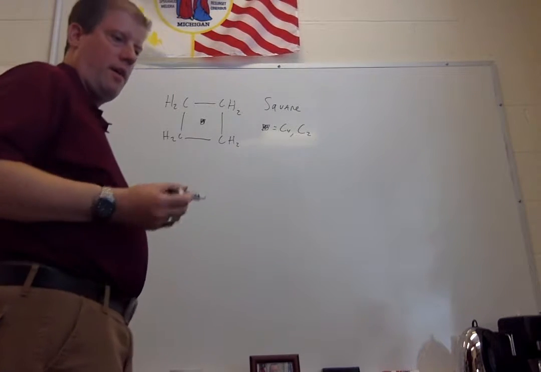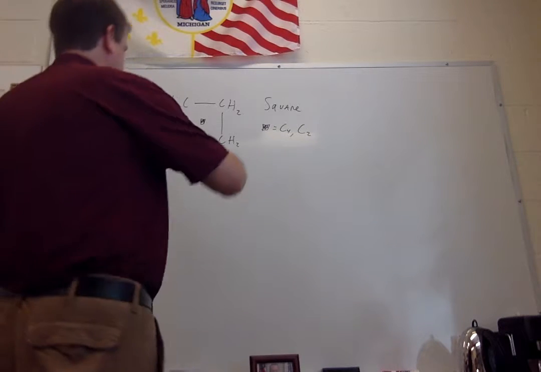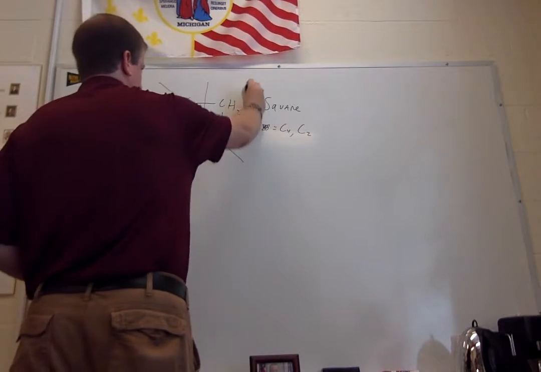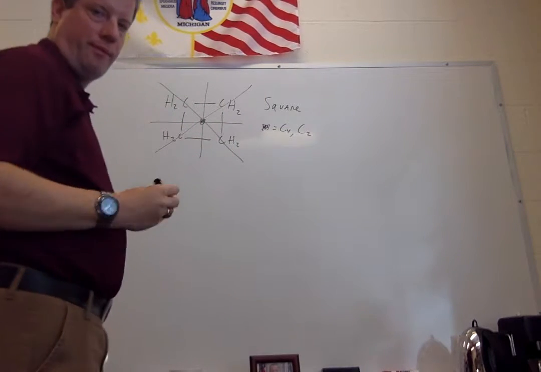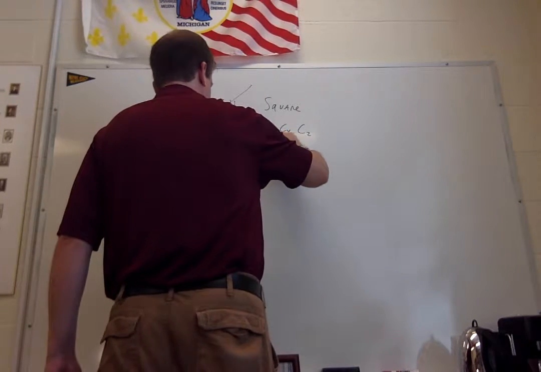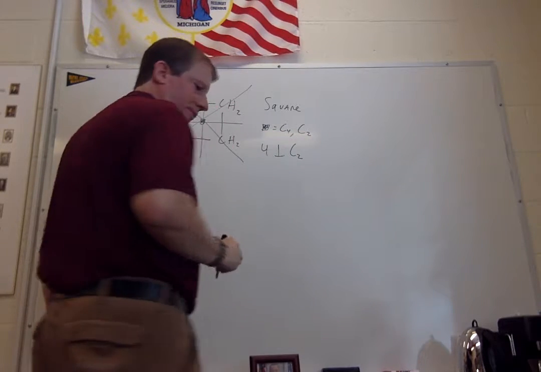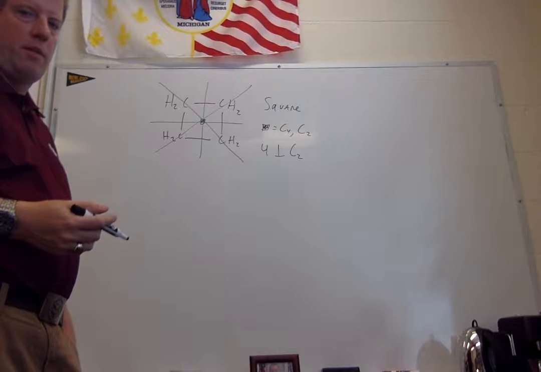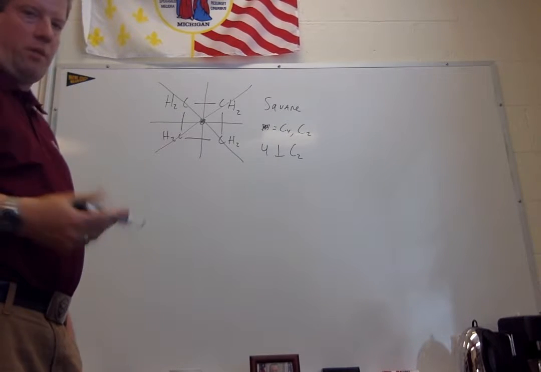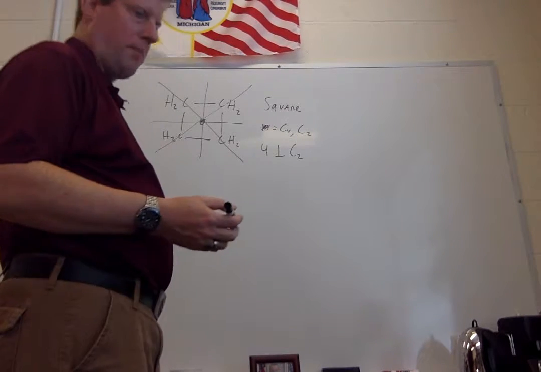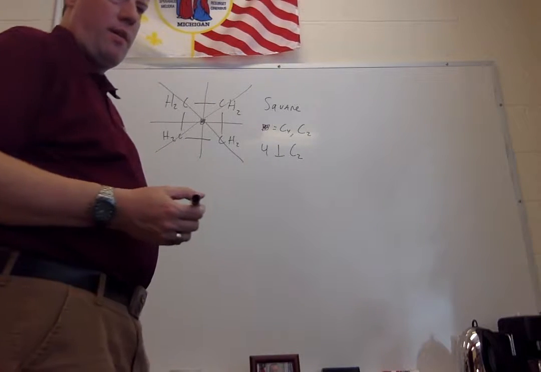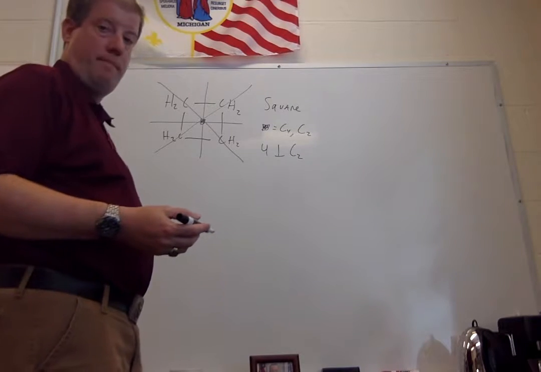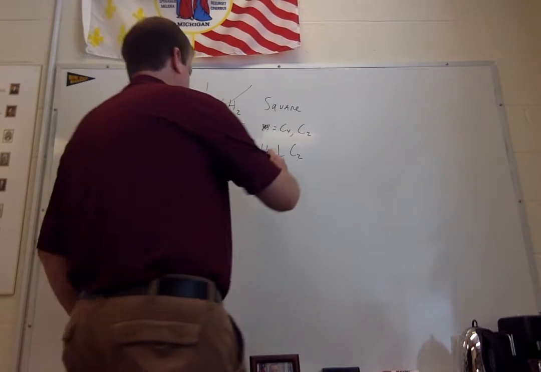Do we have n perpendicular C2 axes? Yep, we do. 1, 2, 3, 4. Two of them contain atoms in the molecule, two of them don't. And so you can guess what's going to happen with the planes that are going to come out of this. Do we have a horizontal mirror plane? Yep, we do. It's in the plane of the board.